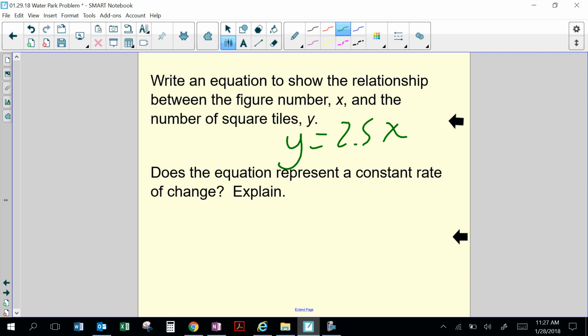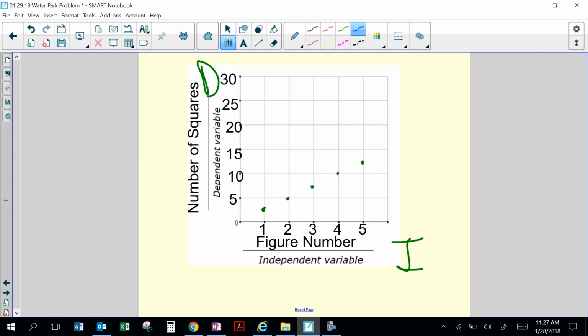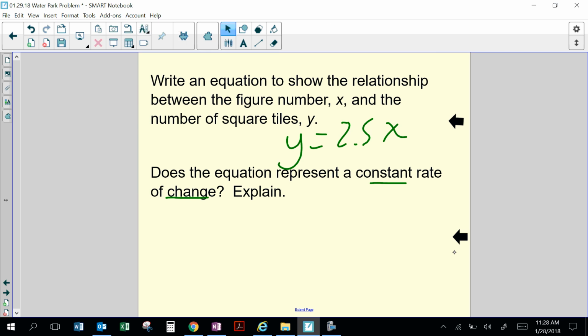Now, does the equation represent a constant rate of change? So let's look at our table and graph. How is it changing by for every figure number? For every figure number that I look at, I need an extra 2.5 squares. Let's look at the graph. Is that true for this one? If I go from this figure to this figure, it increases by 2.5. It increases by 2.5. Increases by 2.5. So it is 2.5 squares for every figure.